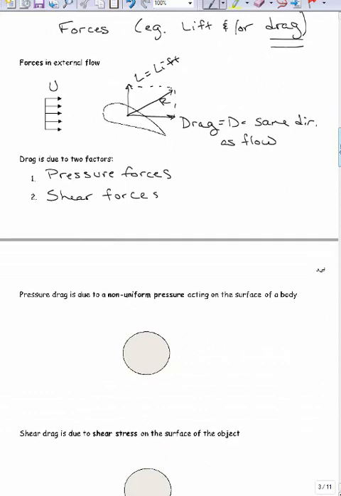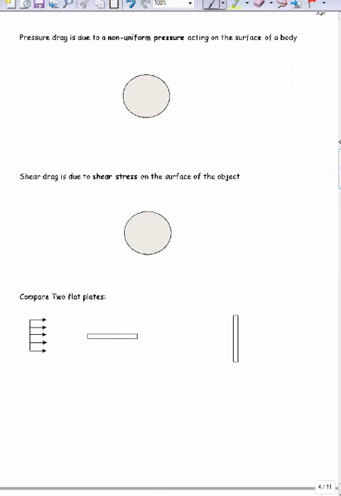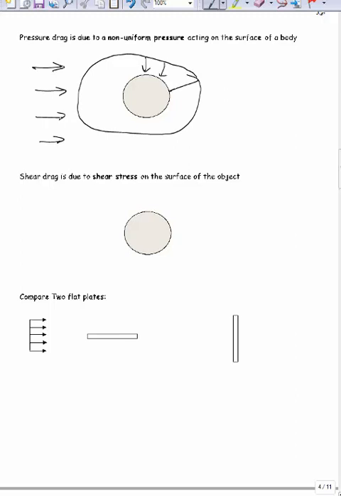Okay, so looking at pressure drag, if you get a non-uniform pressure on the surface of a body, you'll get a net force. Okay, so if this is your flow coming in, you're going to have the highest pressure here in the front, lowest pressure here on the sides probably. So you will get a pressure distribution maybe like that. And if you have your biggest pressure on the front, you will end up with a net force, a net drag force.